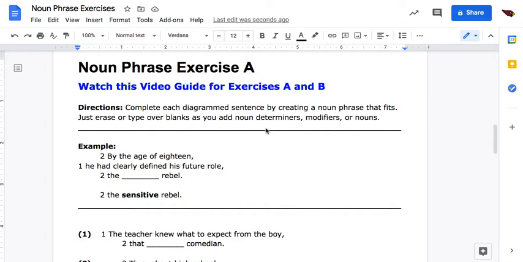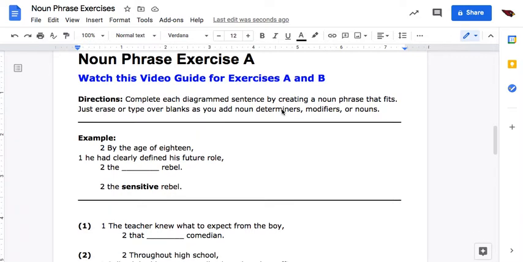This video is for exercises A and B for noun phrases. I'm just going to help you get started so you can see what's expected of you in both of these exercises, and then you can go about your work. So, in noun phrase exercise A, the directions read, complete each diagram sentence by creating a noun phrase that fits. So, you've got to use your imagination. You're going to be writing some fiction, trying to make noun phrases that fit with what's already there. So, really, you just have to erase over the blanks as you write.